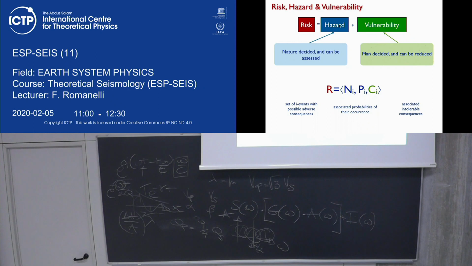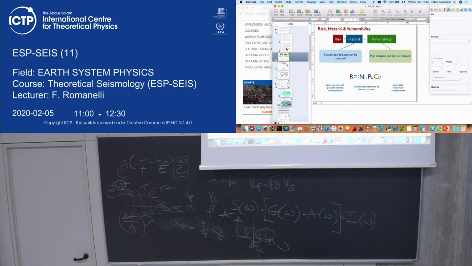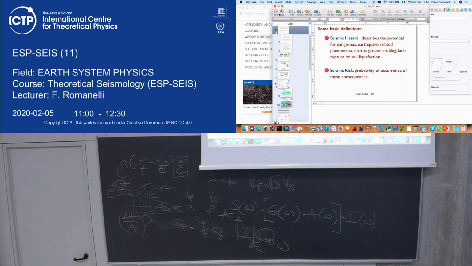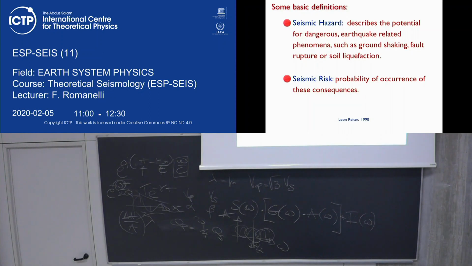And that's why in the other slides I was putting some of the basic definitions here, but I will go very fast here. You can read them. I found 3 interesting definitions. This is coming from Leon Reiter, who was one of the first seismologists to devote a book to hazard assessment. He was working in the US for NPP agencies. So he tried to separate these 2 concepts.